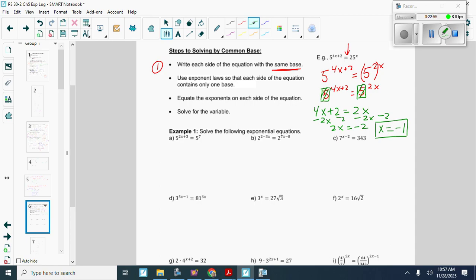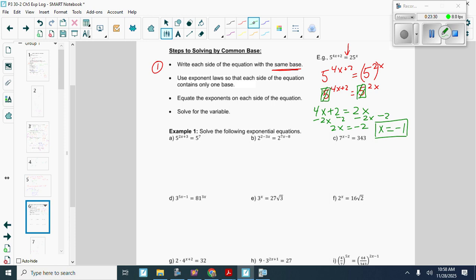If you guys wanted to check, how could you check that your answer was right? You could plug it in. Absolutely, you could plug it in. So on your calculator, you would do 5 to the exponent, and then you do 4 times negative 1 plus 2, all in your exponent, and you get an answer. And then the next line, you would do 25 to the exponent, negative 1. And you would look at those two answers, and if they're the same, then you did your question right.